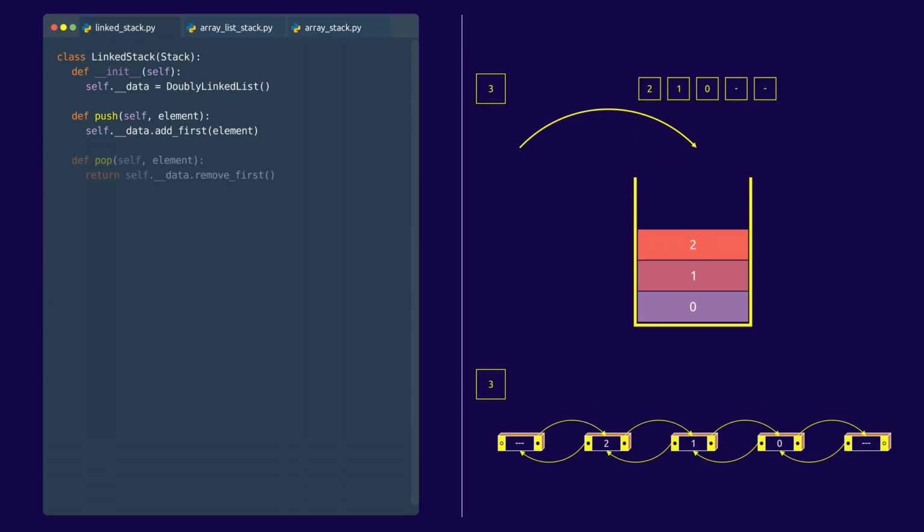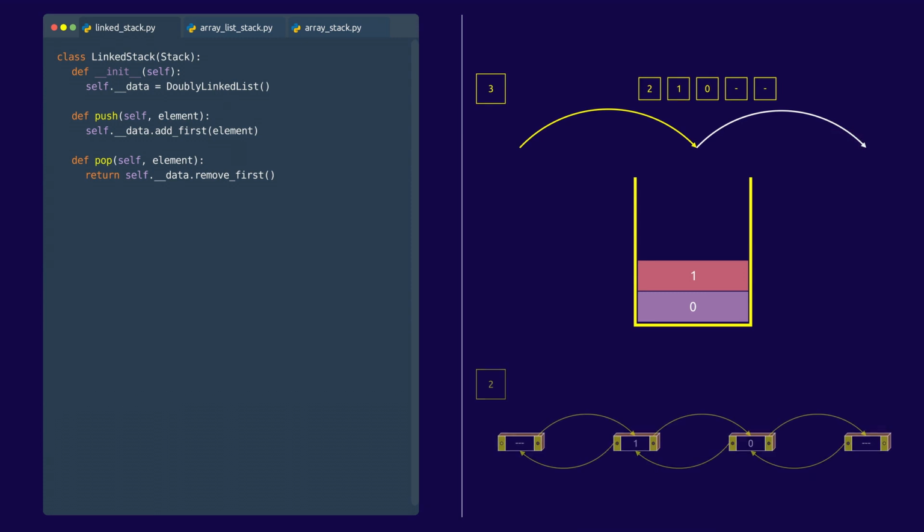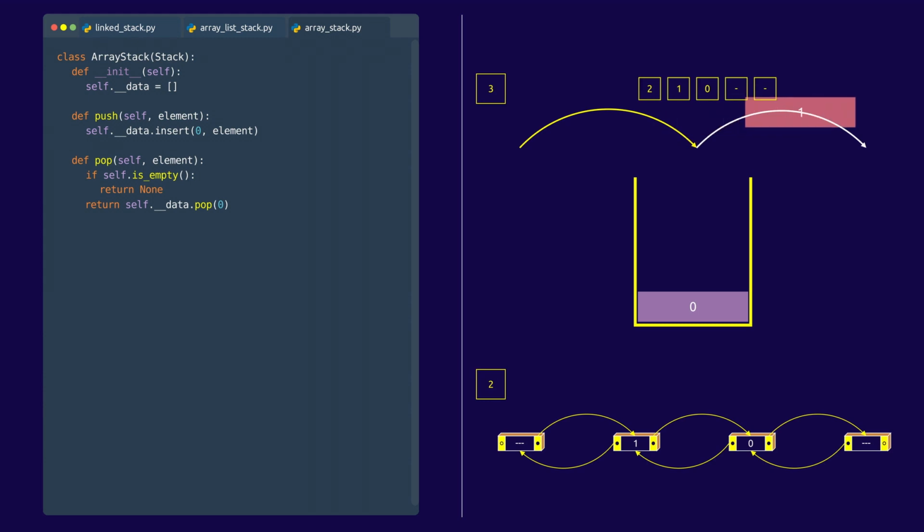Now, when we remove elements from the start of the linked stack, we call the removeFirst method on the inner list. In the array list stack, we call the remove method from the array list with the index argument equal to 0, and in the array stack, we check if the data is empty, and if not, we call the pop method on the data list.